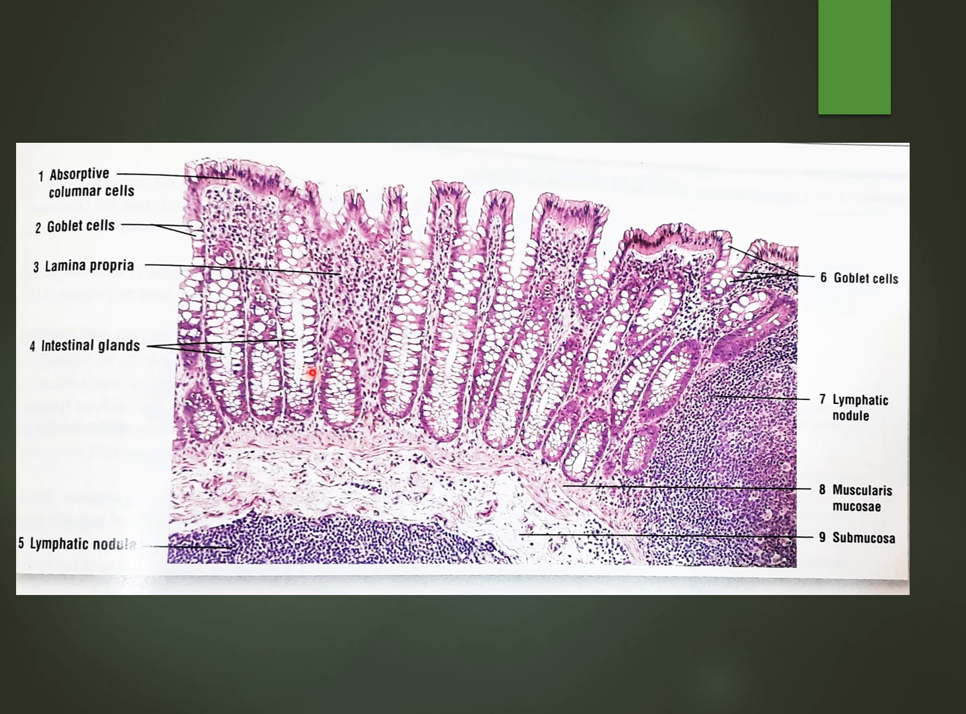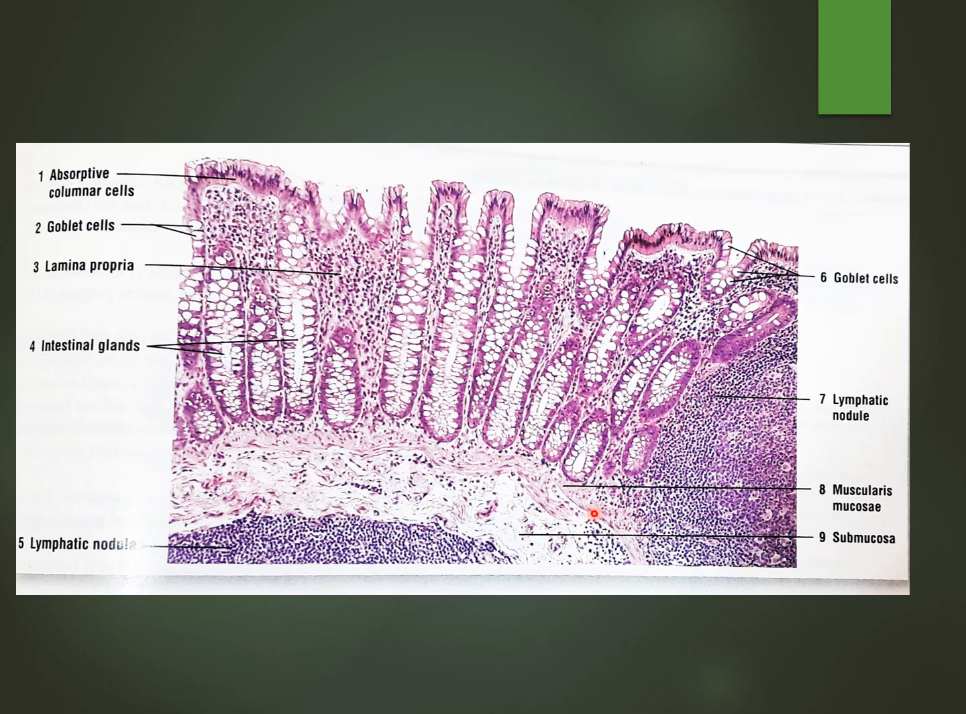Other than intestinal glands, the lamina propria also contains reticular collagen fibers and as well as plasma cells and the macrophages. Then presence of solitary lymphatic follicles. They are the discrete lymphatic nodules which are called as solitary lymphatic nodules, which are present in the lamina propria, which may extend into the muscularis mucosa and as well as into the submucosa layer. Then coming to the last layer of mucosa, which is the muscularis mucosa, which is made up of inner circular and outer longitudinal layer of smooth muscle fibers.